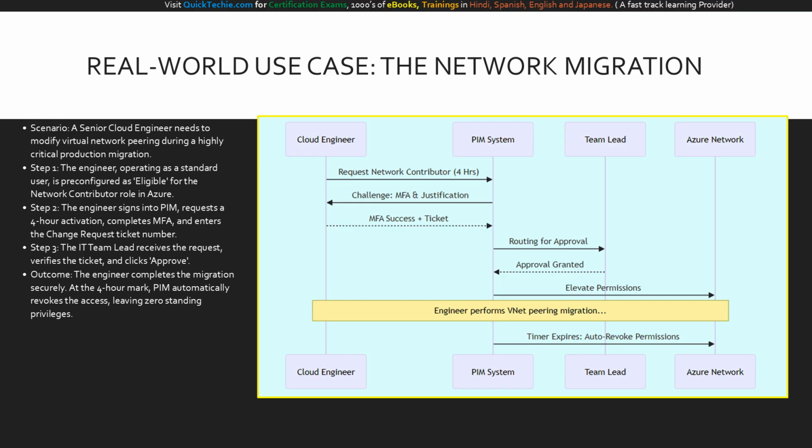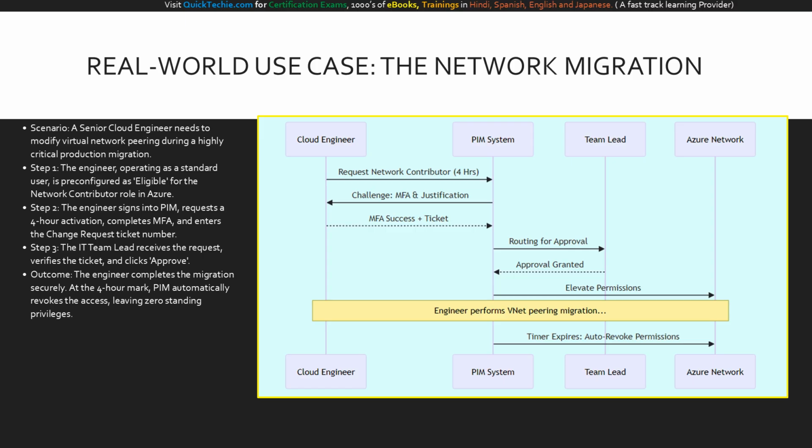The outcome: the engineer successfully reconfigures the network. Exactly 4 hours later, PIM forcefully revokes the role. The job is done. The audit trail is perfect, and the organization returns to a state of zero standing access. That is the power of privileged identity management.